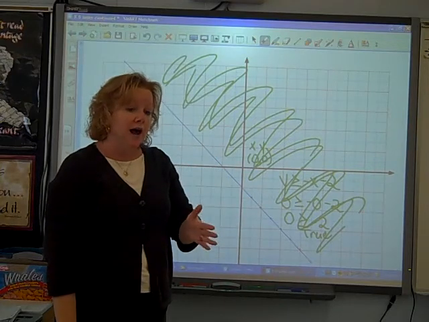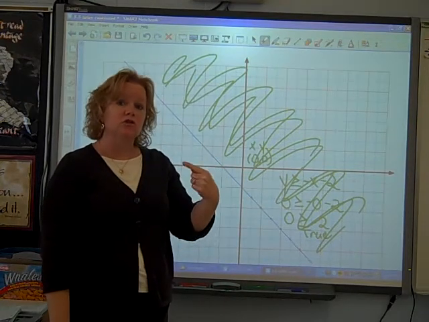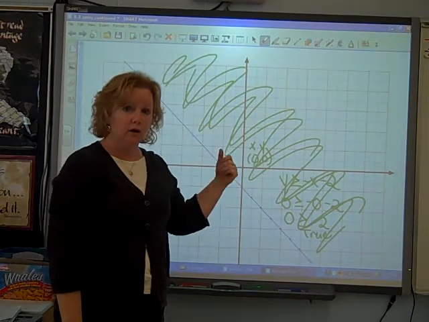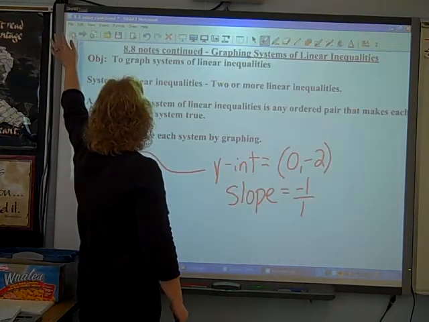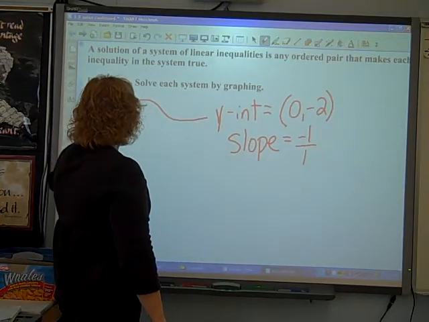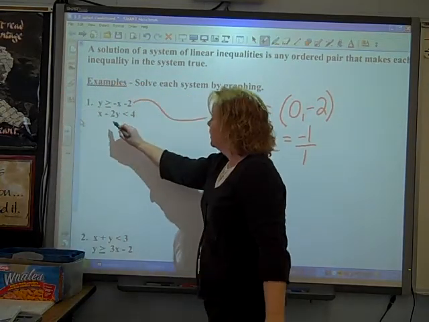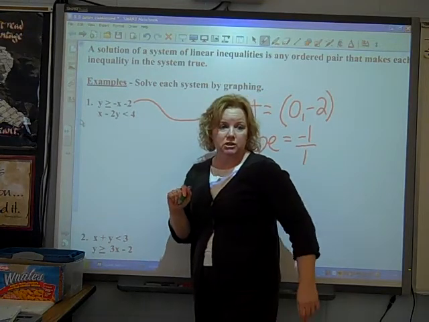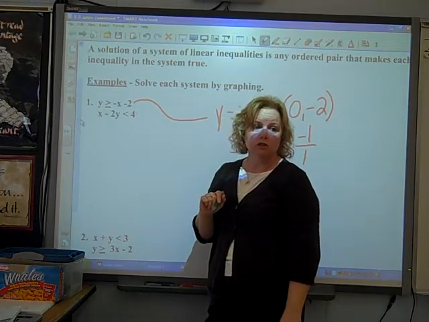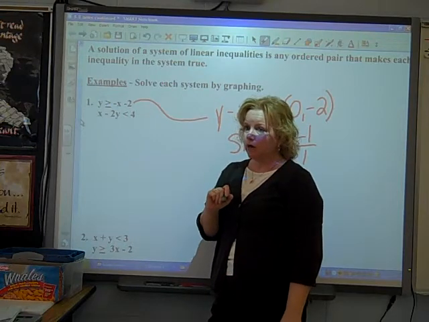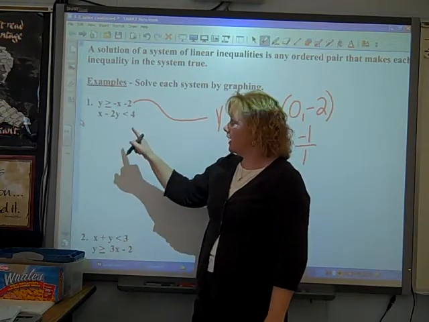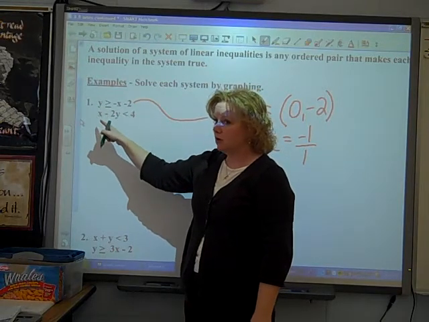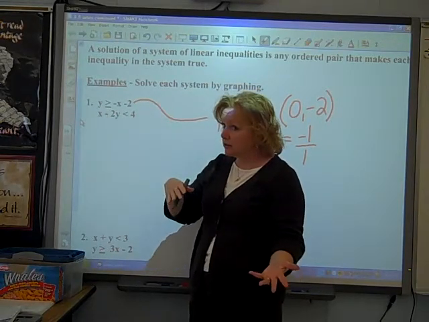Now what we're going to do is we need to graph the other inequality on top of this one. So if I go back, let's do this one right here. And this is not in slope-intercept form, so I need to get it into slope-intercept form. What am I going to get rid of first? The x. How do I get rid of the x?